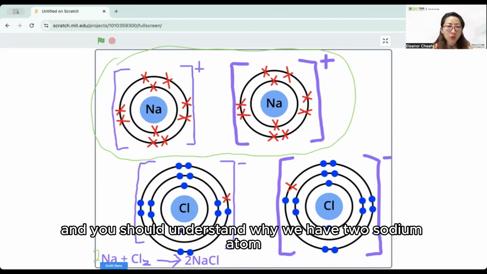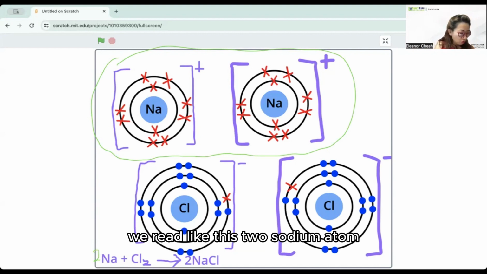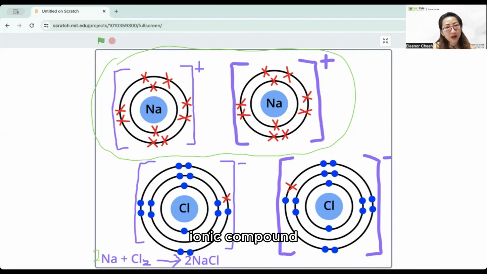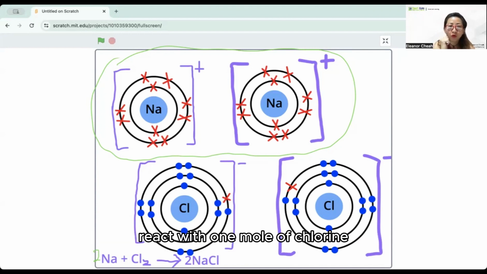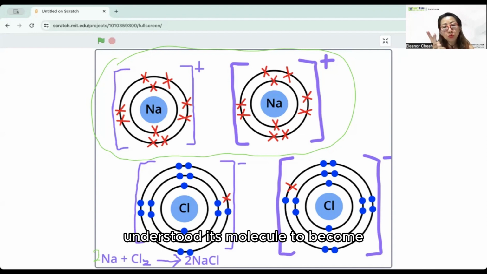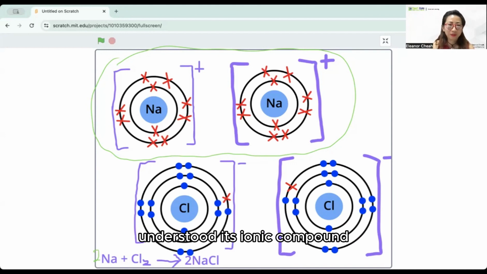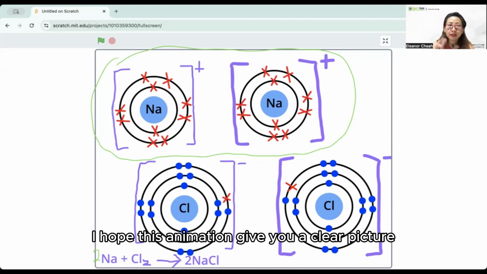And you should understand why we have 2 sodium atoms. We read it like this: 2 sodium atoms react with 1 chlorine molecule to form 2 sodium chloride ionic compound. Or, in proper terms, we say 2 mole of sodium react with 1 mole of chlorine, understood as molecule, to become 2 mole of sodium chloride, understood as ionic compound. I hope this animation gives you a clear picture.